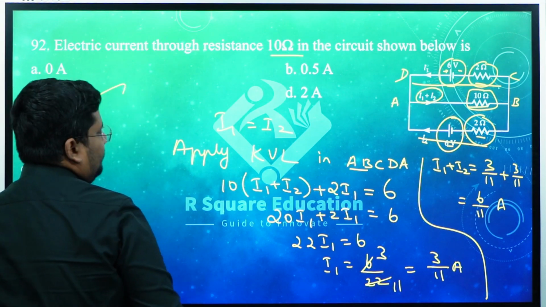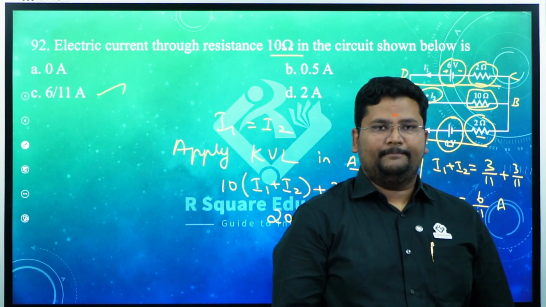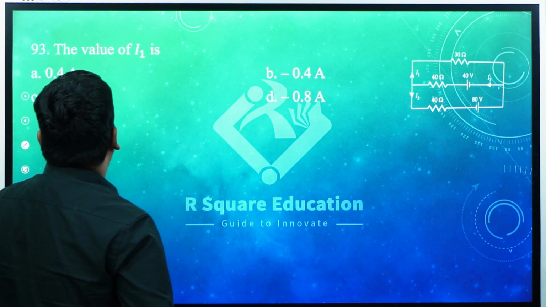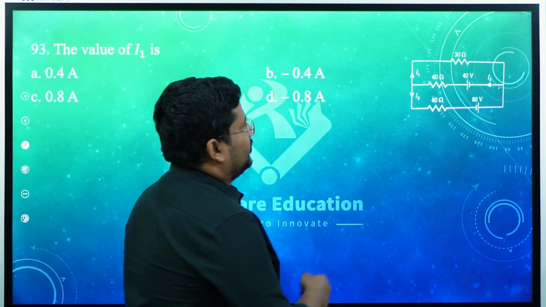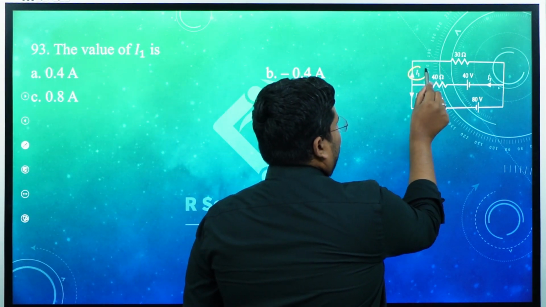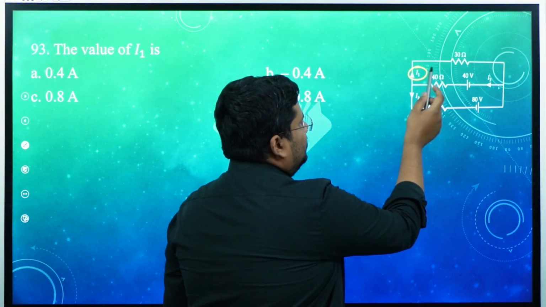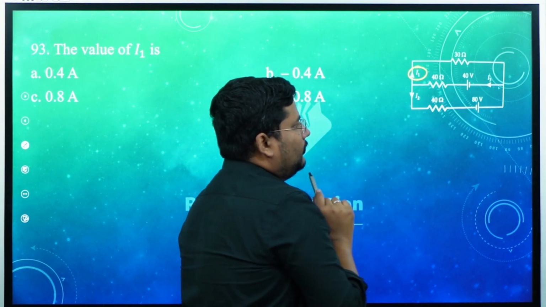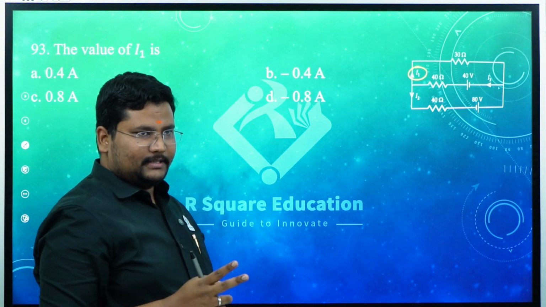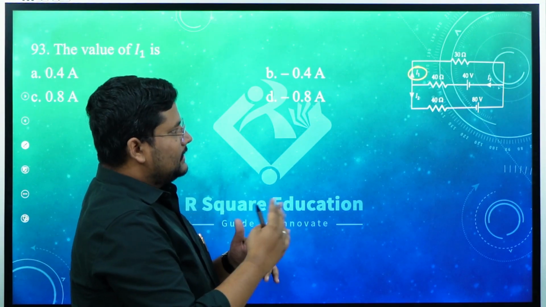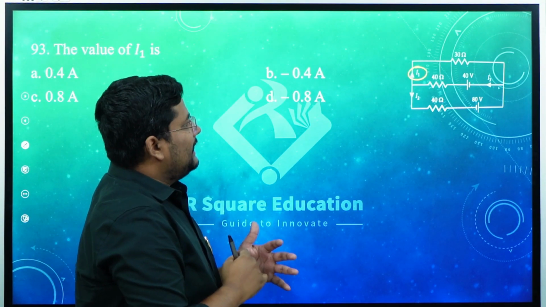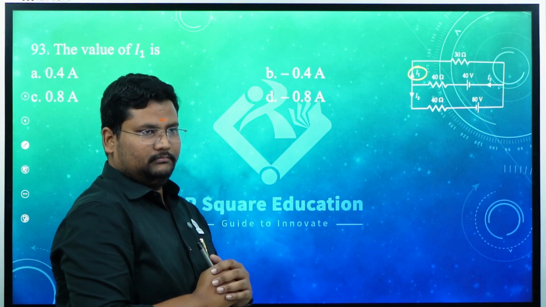6 by 11 amperes. See this question. So the value of I1, you can very well see here, this is going to be I1, correct? Okay, so what are the sources which we have? We have two sources and there are three circuits basically, right? So we have to calculate what is I1 now.